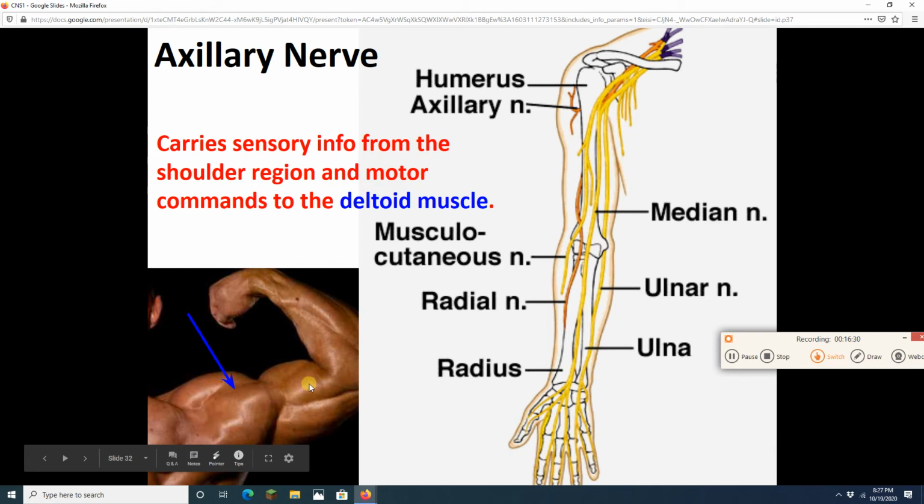So that's the axillary nerve. Think axillary: armpit, shoulder. Sensory from the shoulder. Motor commands to your big shoulder muscle. What's your big shoulder muscle? Your deltoid. Fantastic.